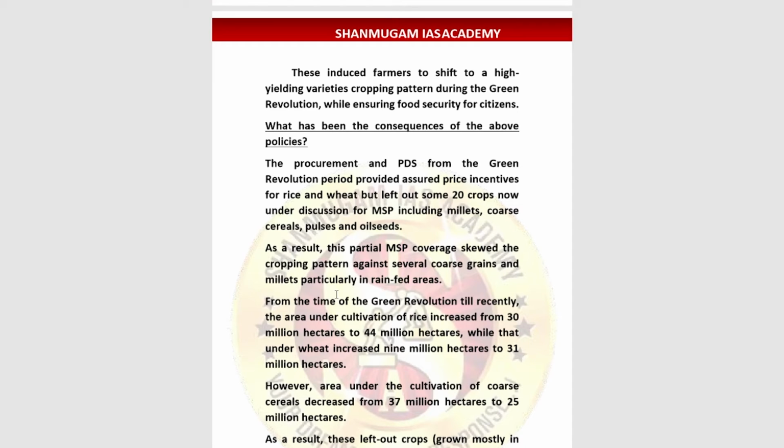So the production has dropped, and from the time of the green revolution till recently, the area under cultivation of rice has increased from 30 million hectares to 44 million hectares. At the same time, wheat has also increased from 9 million hectares to 31 million hectares. It's a huge development. But the negative factor here is that the area under cultivation of coarse cereals decreased from 37 million hectares to 25 million hectares. So this is a drawback. The cultivation of coarse cereals has decreased over the years.